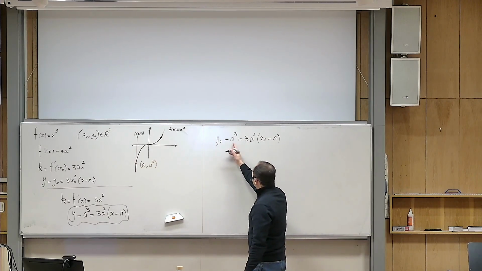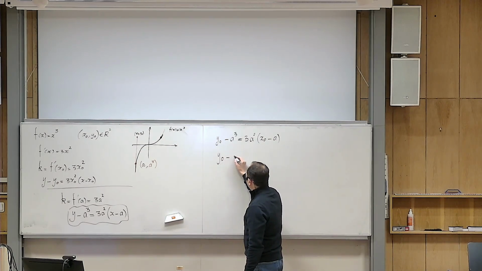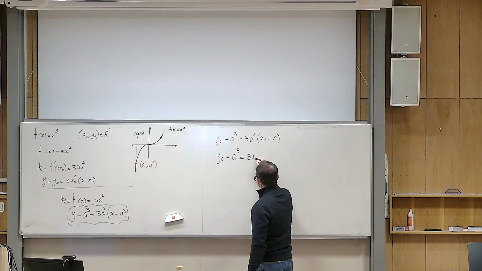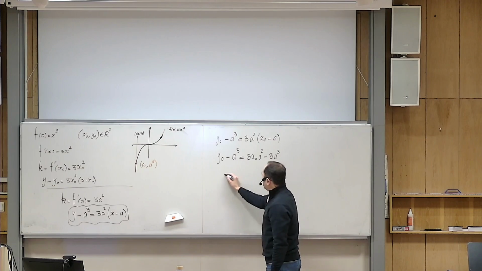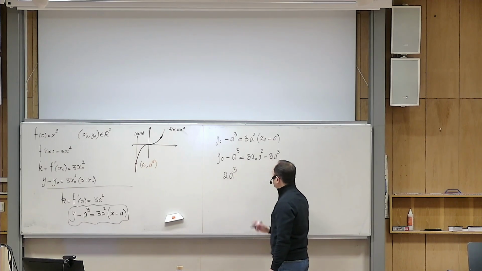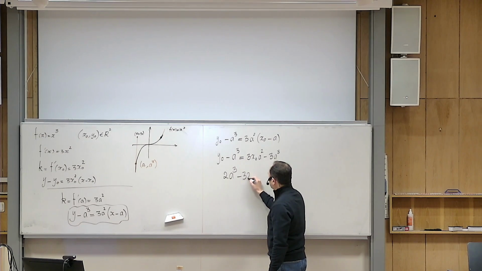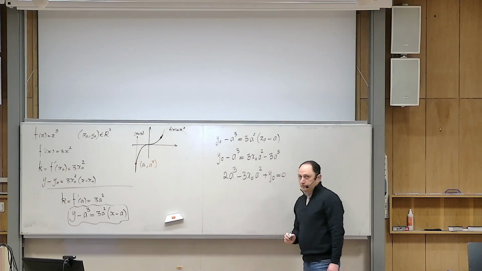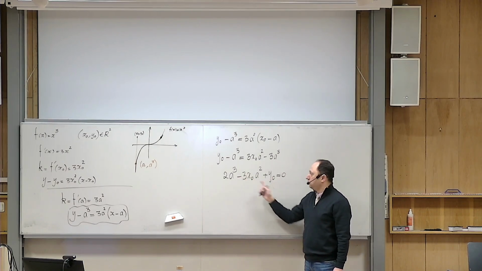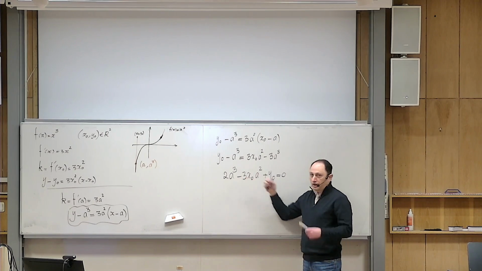So in principle, what I can do, I can write y node minus a cubed. I multiply this in, so this becomes 3x node a squared minus 3a cubed. I move this to the other side because I want to solve this third degree equation. There is a minus a cubed here, so totally it becomes 2a cubed. I move this to the other side, it becomes minus 3x node a squared. And then there is also a y node left there, equals 0. So in principle, I should solve this third degree equation and find a.